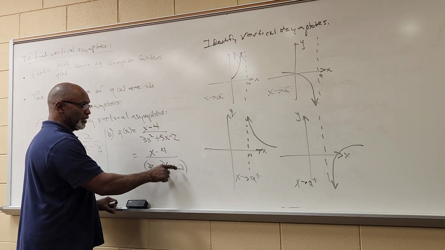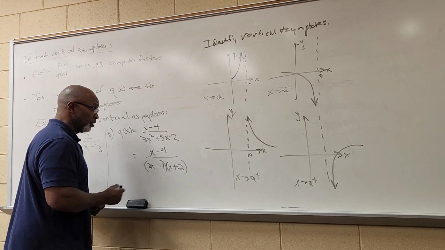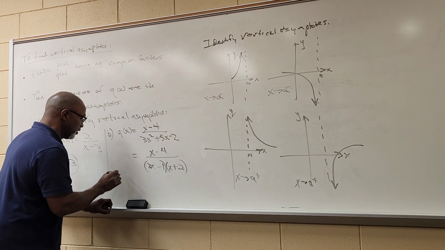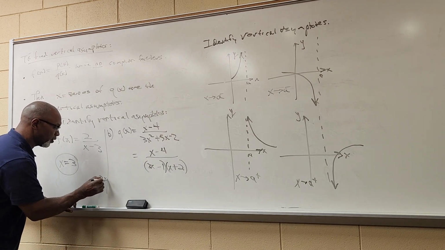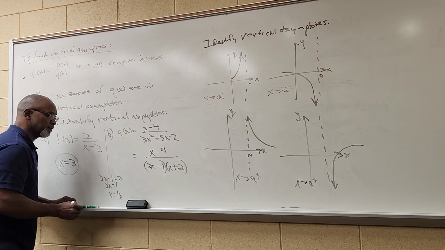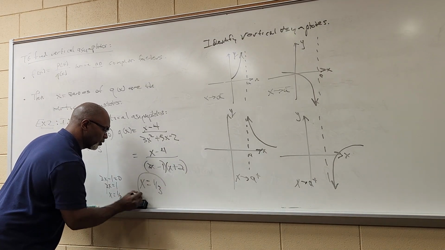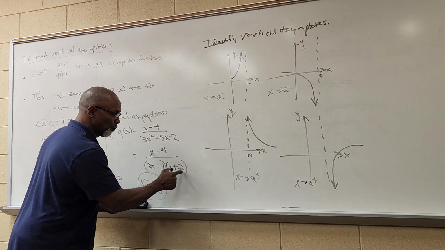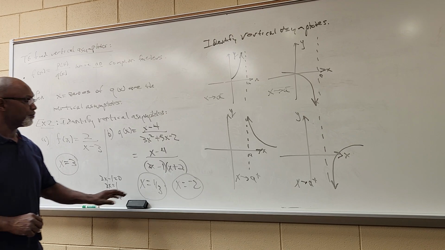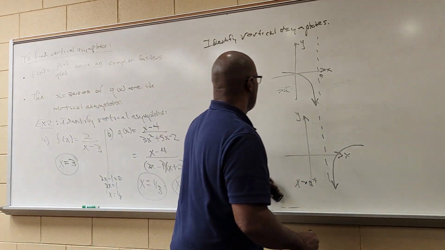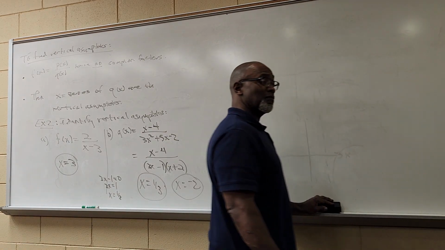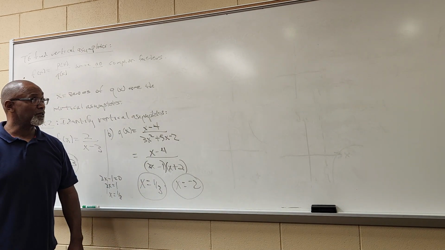Now, once I factored, I can see that my numerator and denominator don't have any common factors. So my vertical asymptotes will be the numbers that make these factors 0. So 3x minus 1 equals 0 means that 3x equals 1, or x equals 1/3. So x equals 1/3 is one of the two vertical asymptotes. This one is easy. Negative 2 plus 2 would make 0. So x equals negative 2 is my second vertical asymptote. So this function would have two vertical asymptotes. You could have one vertical asymptote, two, 3 or more, or you could have no vertical asymptotes.